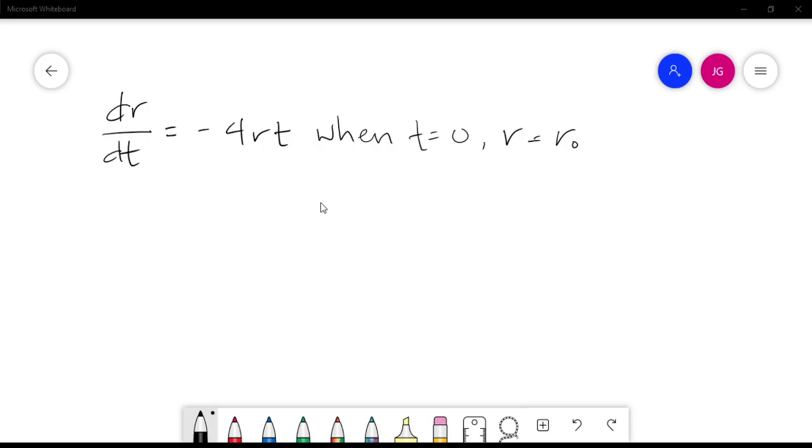So, makita ninyo sa screen na atay question or equation na dr over dt is equal to negative 4rt when t is equal to 0, then r is equal to r0. So, first thing to do is kailangan daw nato i-separate ang variables, which is on the left side in terms of r and on the right side in terms of t.